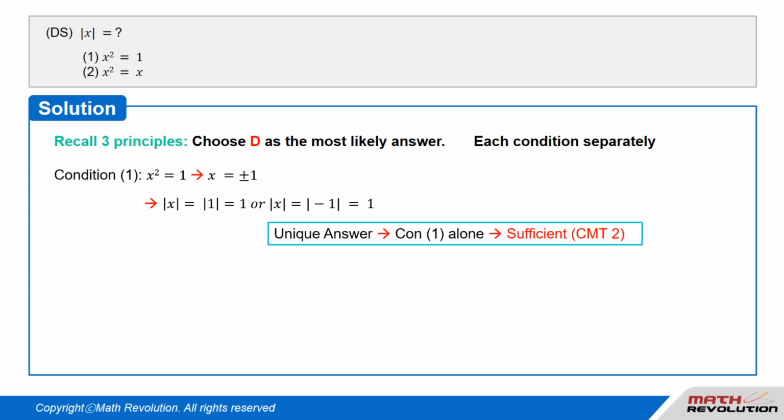Carefully remember that the question asks for the absolute value of x. That is why we only have one answer. This is a very good trick.